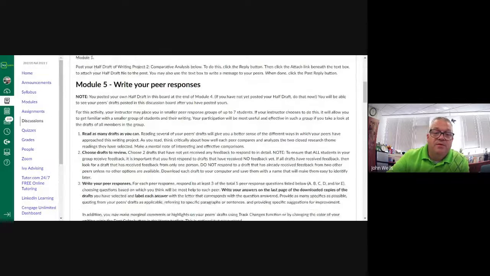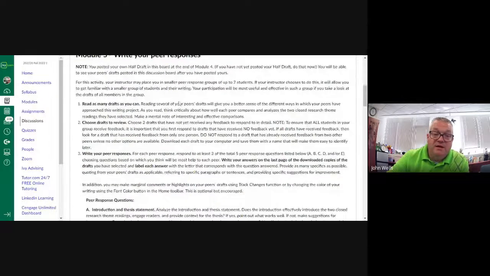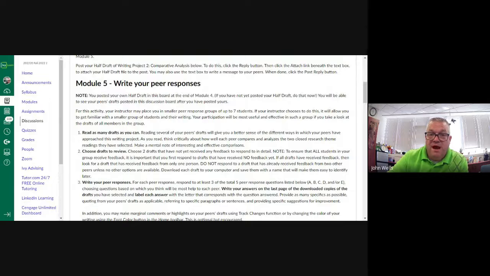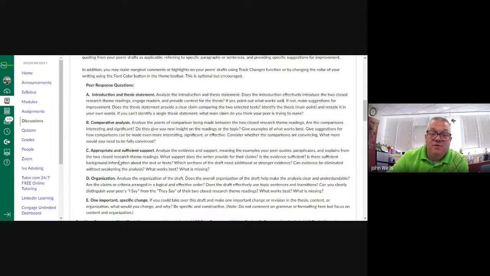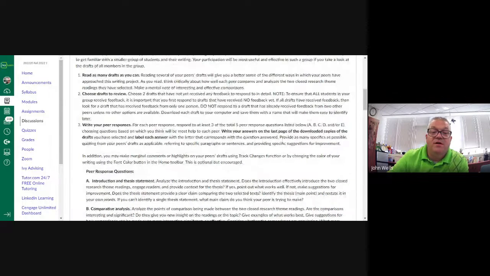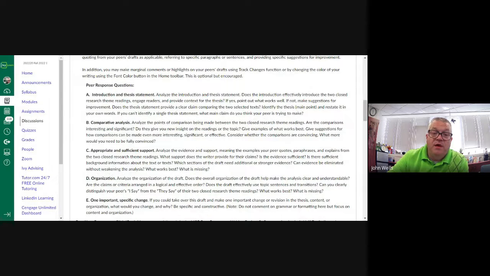The discussion board. So last week at the end of module 4, you posted the half draft of your paper. Module 5, we're going to go in and we are going to leave some comments on people's papers. Now you'll notice here that there's some questions that you can use to get you started. You are going to pick at least 2 drafts, and you're going to pick at least 3 of these areas to really focus on. Okay. And in your reply, you're going to give them this kind of specific feedback.